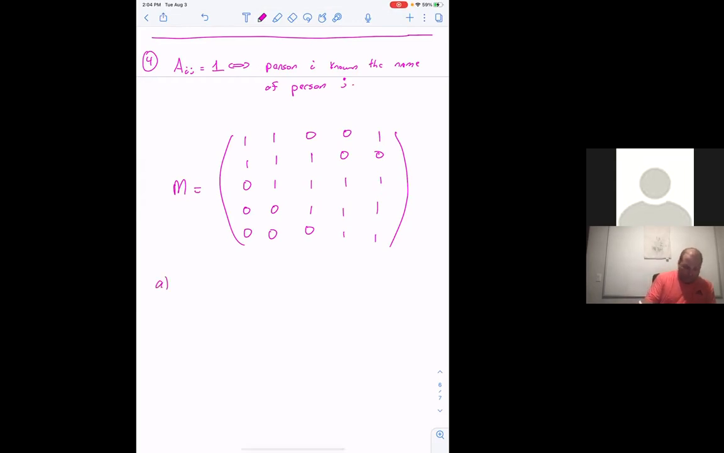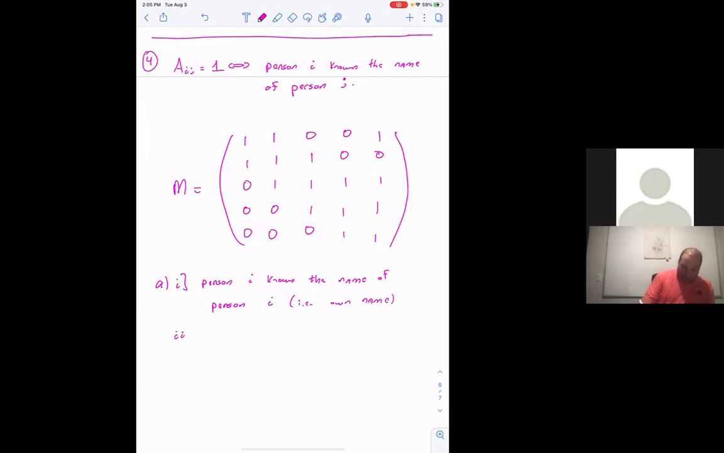Anyways, part A, part I. Explain why the matrix has a 1 in each entry on the leading diagonal, the main diagonal. Everyone knows their own name. Person I knows the name of person I. If you don't know your own name, maybe you have amnesia, but then you wouldn't know anyone else's name. Let's not worry about those strange examples. Keep it simple. So person I knows their own name.